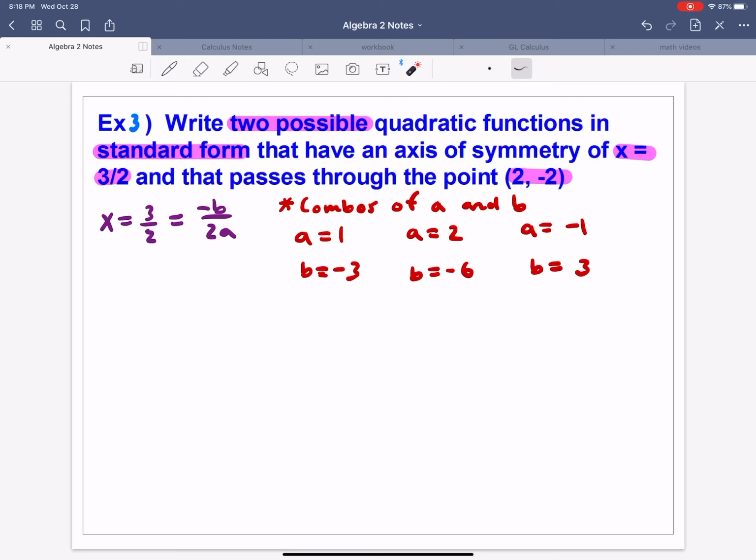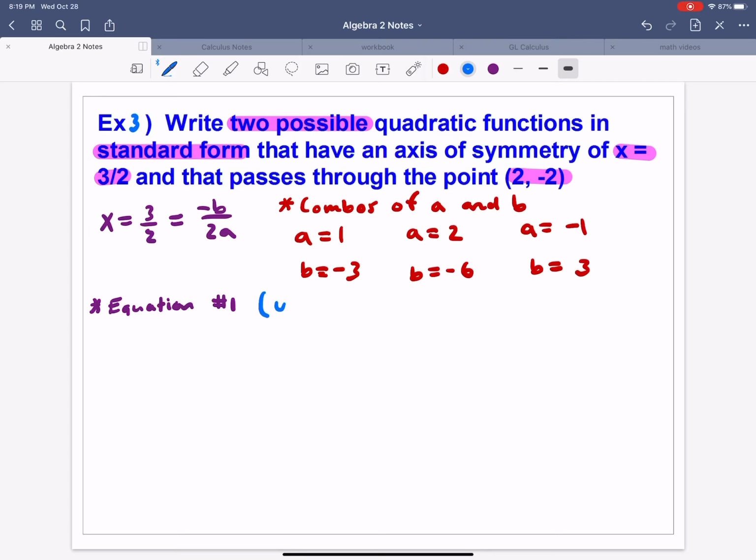You probably get the idea that we can continue doing combinations forever and ever. There's infinitely many combos of a and b that make this true. So this problem asks us to just write the equation of two of these possible lines. So let's do equation 1. For equation 1, you're going to pick one set of these combinations.